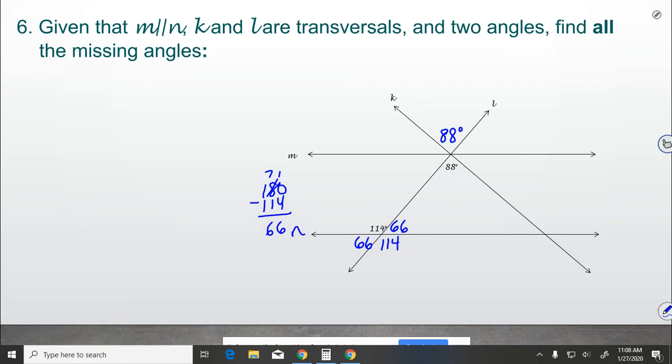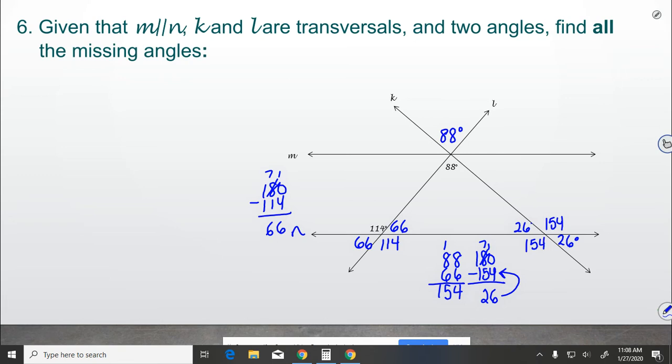And we can figure out the missing angle in the triangle since they must add up to 180. So 88 and 66 gives us 154, and then 180 minus 154 gives us 26. So this one over here is 26 degrees, which means this one also has to be 26 degrees. And if I do that 180 minus the 26, I'm going to get back to the 154. So these two are 154.